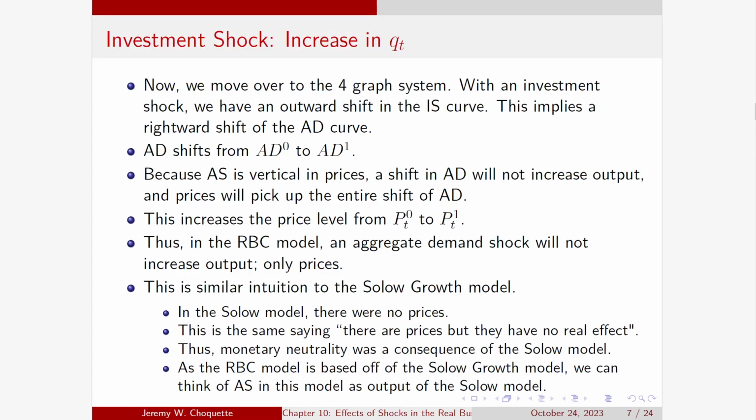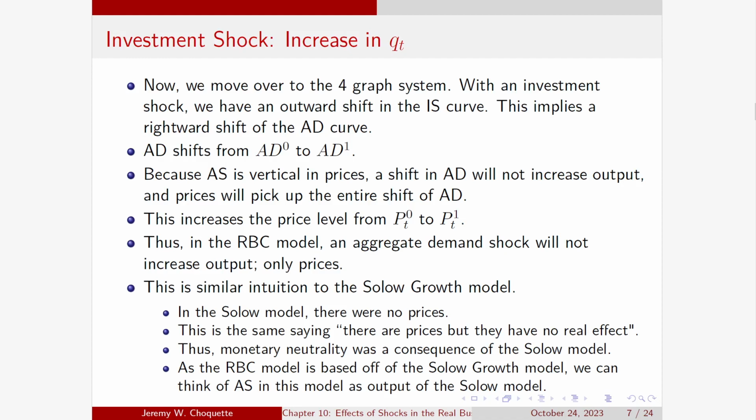So we can see an aggregate demand shock, at least originating in the expenditure function for the household, isn't going to be increasing output at all. It's only going to be changing prices, which is really kind of similar to the Solow growth model. Because in the Solow model, granted, there weren't any explicit prices. But it's the same idea as saying that there are prices, but there's no real effect.